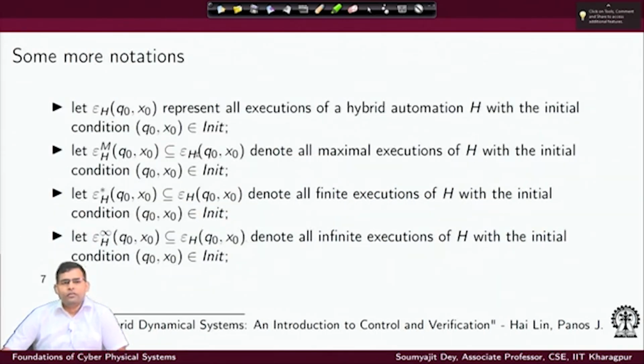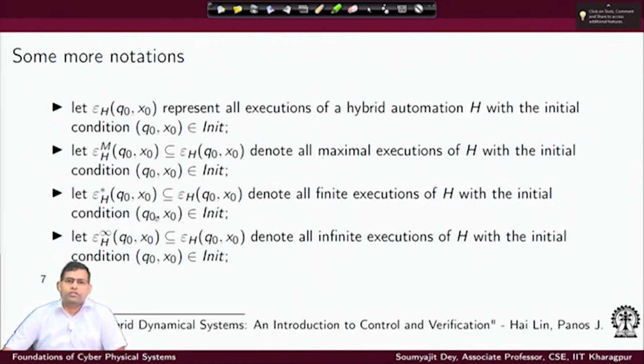Now, with some more terminology, let us say this is a set which gives me all the executions that a hybrid automata can have starting from an initial state or initial condition. Let us say this is a set of the total number of maximal executions, that means all the executions after which there are no further possible locations.